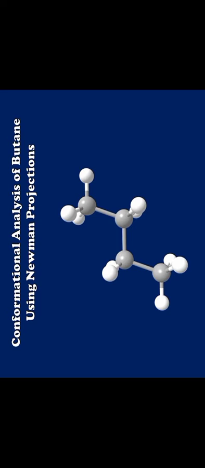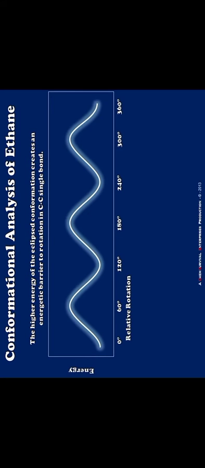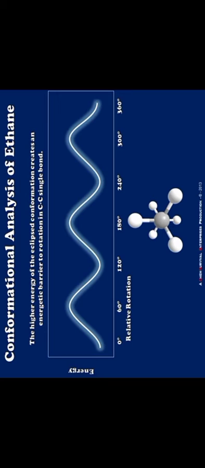But first, let's get a quick refresher about how to do a conformational analysis using Newman projections and the simplest possible example of ethane. Okay, so the conformational energy diagram for ethane looks something like this, with an energy axis on the vertical and relative rotation plotted as my independent variable. And when I look at a molecule of ethane down the carbon-carbon bond like this, I can clearly see why we have local minima and maxima.